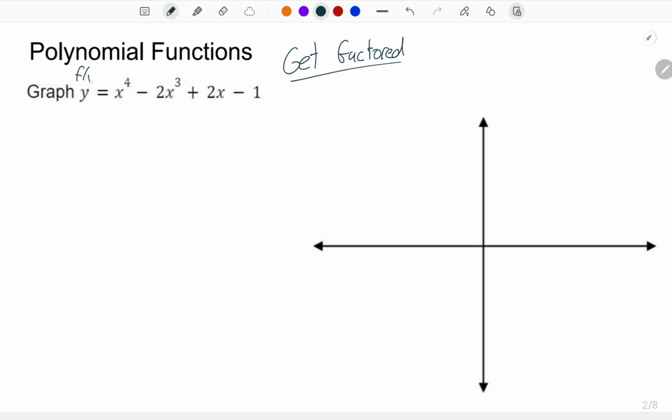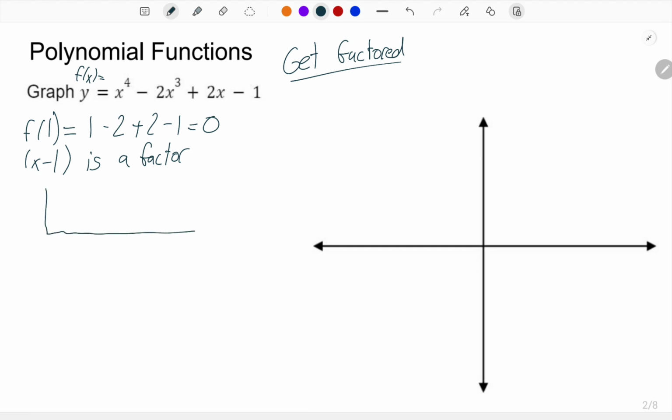So I'm just going to actually call this f of x. And if we plug into f of 1, well, take a look at this. 1 minus 2 plus 2 minus 1 is equal to 0. So x minus 1 is a factor. Yeah, so factoring still plays an important role even in this calculus course. All right, so there's a number of ways you could get this factored based off x minus 1 being a factor. I'm just going to use synthetic division.